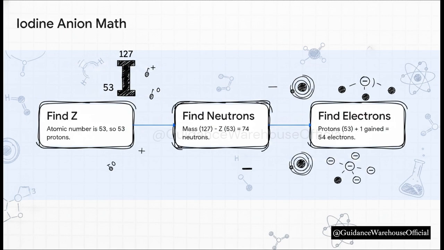Okay, step 3. What about those tricky electrons? Well, a completely neutral iodine atom would just match the protons, right? So 53 electrons. But wait, this is a 1- anion. That means it grabbed one extra negative electron. 53 plus 1 gives us 54 electrons. And there you have it. You've completely decoded the subatomic makeup of an ion.